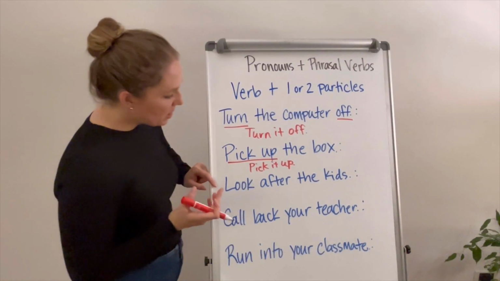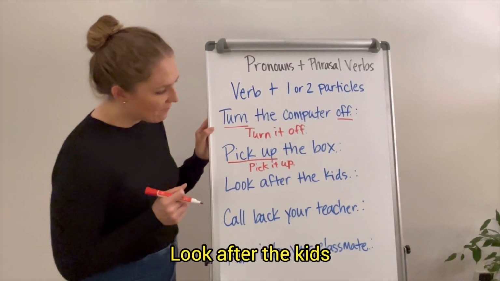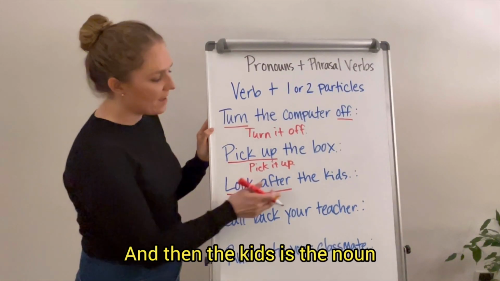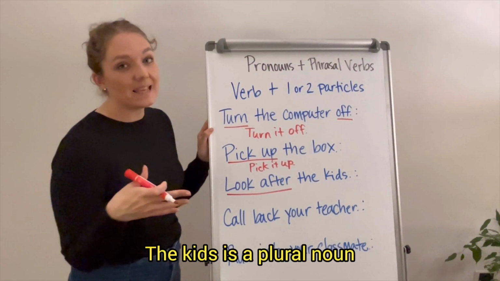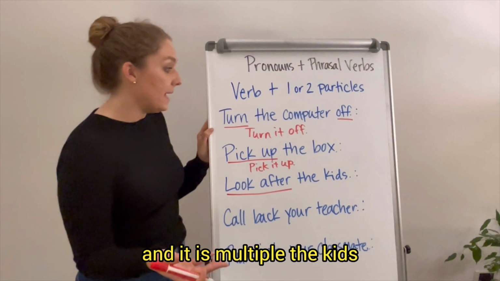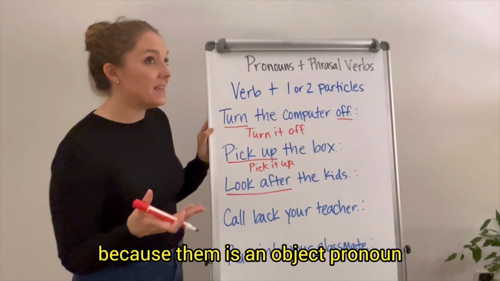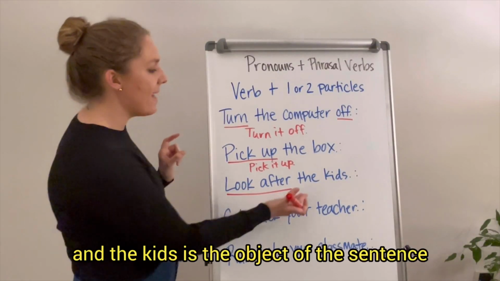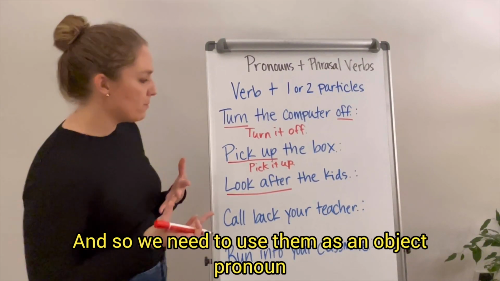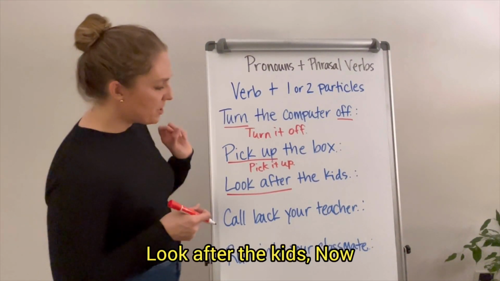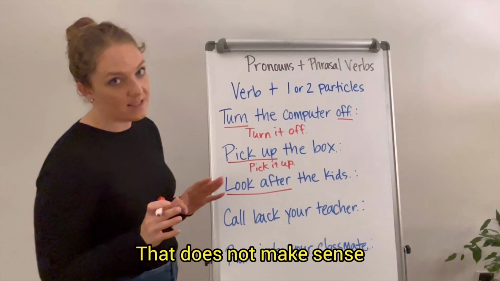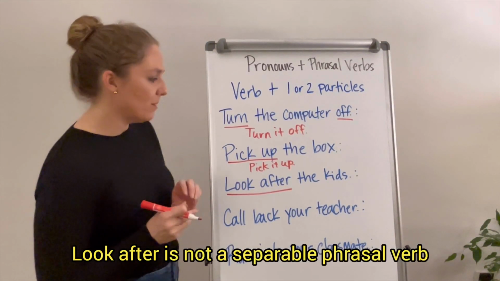The next example, look after the kids. Look after is the phrasal verb in this sentence, and then the kids is the noun. The kids is a plural noun, meaning more than one, and so we say them. Also because them is an object pronoun, and the kids is the object of the sentence, we need to use them as an object pronoun. Now, it does not work to say, look the kids after. That does not make sense. Look after is not a separable phrasal verb.